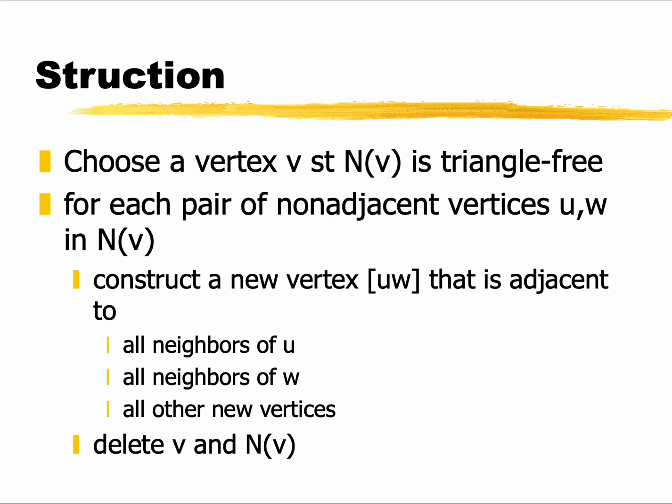To go ahead with this problem, let's take this approach. Let's choose a vertex V such that N(V) is triangle free. For each pair of non-adjacent vertices U, W in N(V), we'll construct a new vertex UW that is adjacent to all neighbors of U, or all neighbors of W, or all other new vertices. Now you delete V and N(V).